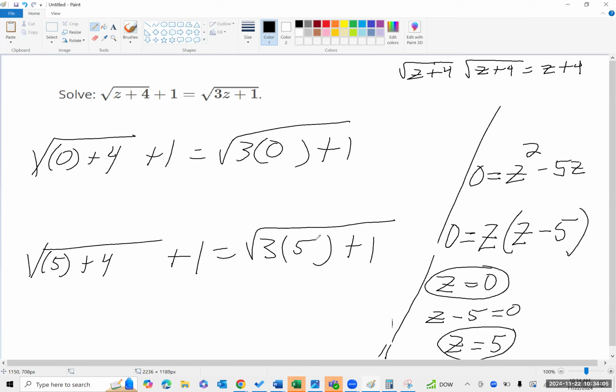So this is square root of 4, which is 2, plus 1, which is 3. And then 3 times 0 is 0, plus 1 is 1. So this is a 1. So it appears that this one is not valid because this is false.